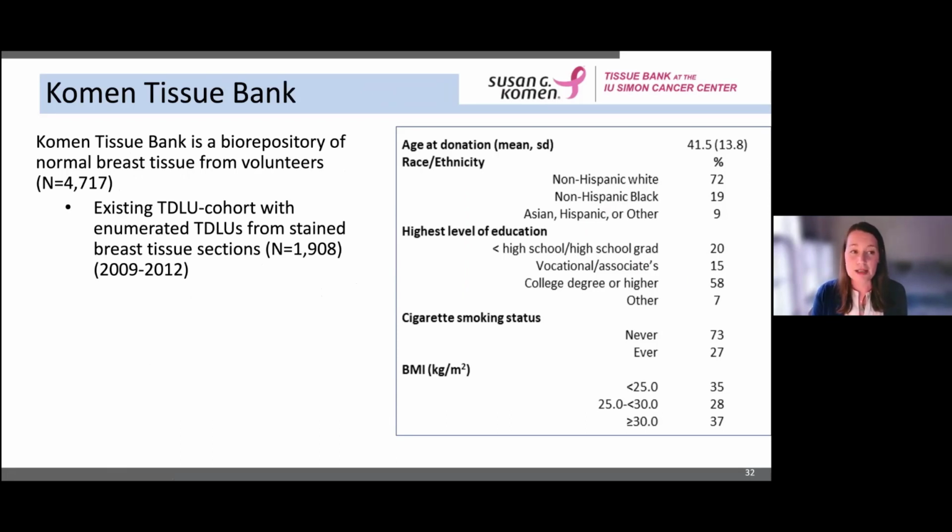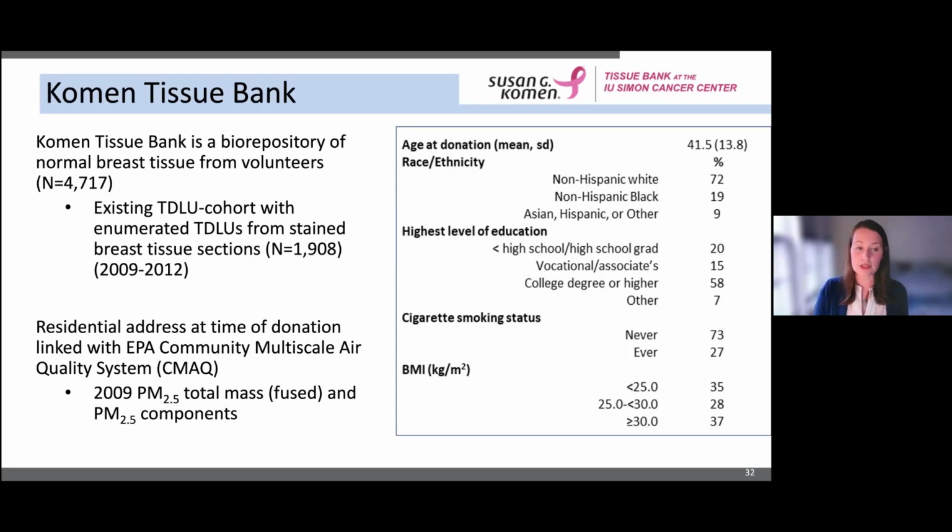It is a biorepository of about 5,000 women who have donated normal breast tissue samples, which is pretty amazing. And within the Komen Tissue Bank, they have a subset of about 2,000 women who have existing TDLU measures, which were ascertained from a trained pathologist. So you can see the Komen population's average age of donation was about 41 years. So they're a bit younger than the Sister Study. And it's also a slightly more diverse population, with 19% non-Hispanic Black and 9% Asian, Hispanic or other.